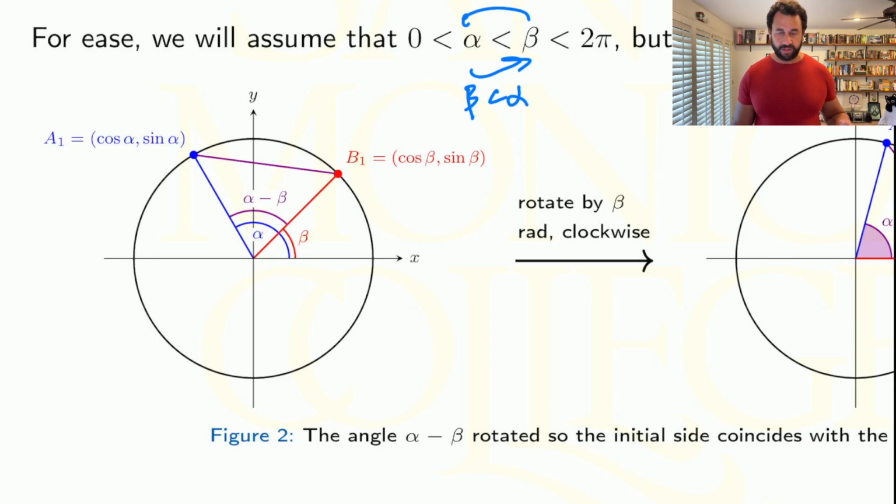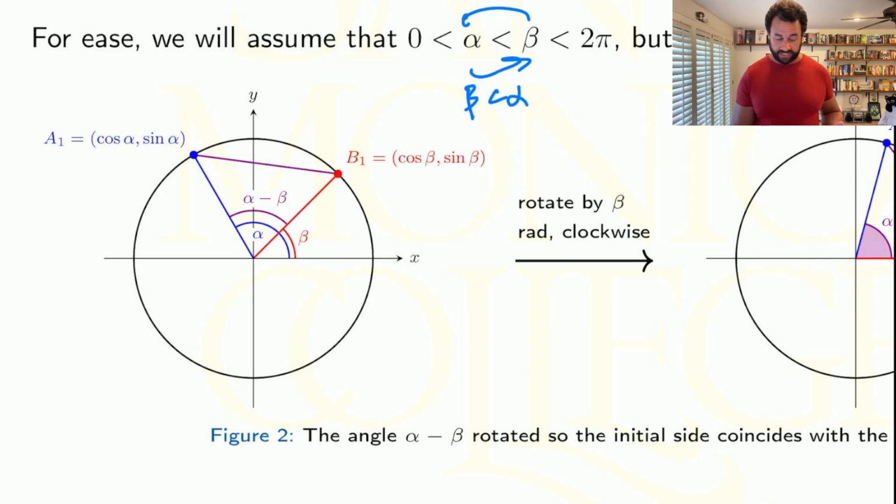Now, take a look at the points. So I've got the points labeled here. This point here, by unit circle trigonometry, is the point (cosine alpha, sine alpha). And this point here is the point (cosine beta, sine beta) by, again, unit circle trigonometry, right? I called this A1, I called this B1.